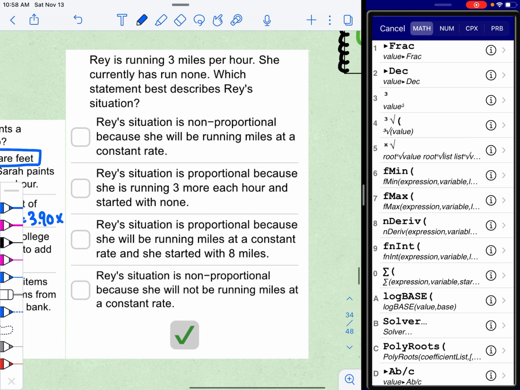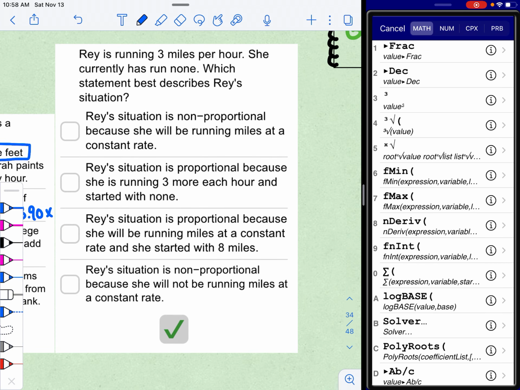Let's keep it going. Ray is running 3 miles per hour. She currently has run none. Okay, that's proportional because you haven't done anything yet, so it contains 0, 0. The equation would be y equals 3x. Which statement best describes Ray's situation? First one, Ray's situation is not proportional. That's incorrect. Not proportional, no. It is proportional. Ray's situation is proportional because she is running 3 more each hour and started with none. Correct. That is 100% correct. Let's look at the other ones just to make sure. Ray's situation is proportional because she will be running at a constant rate.